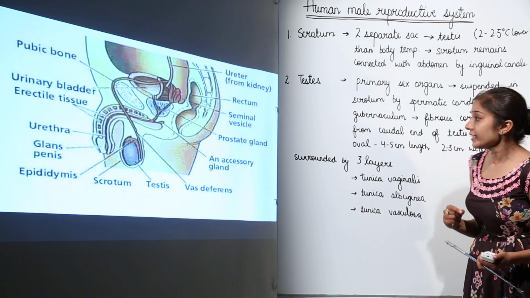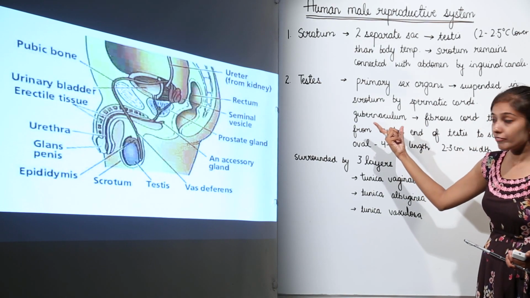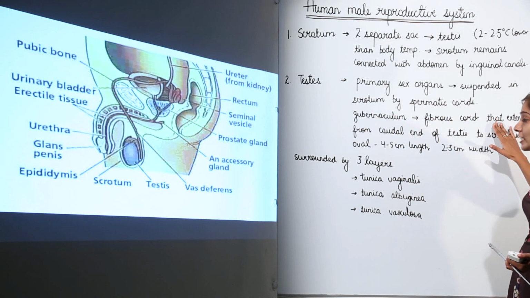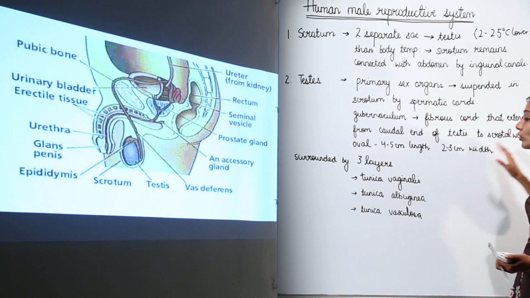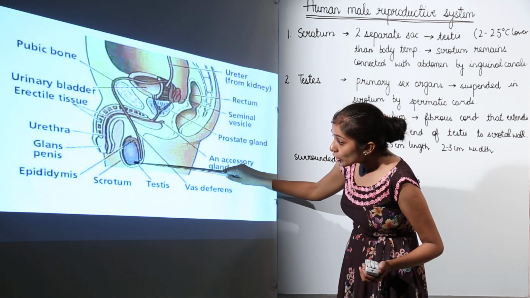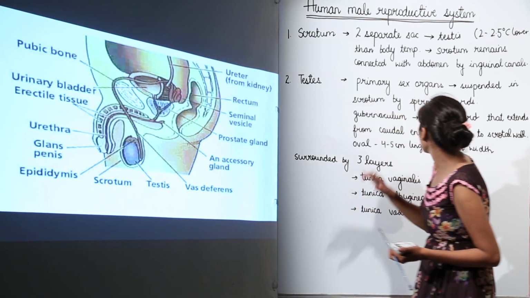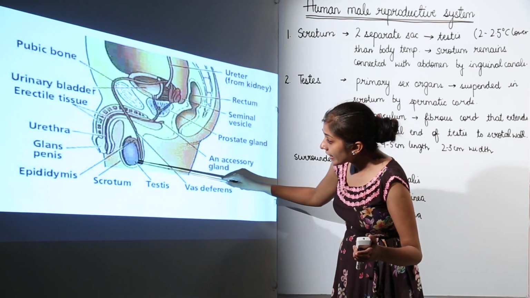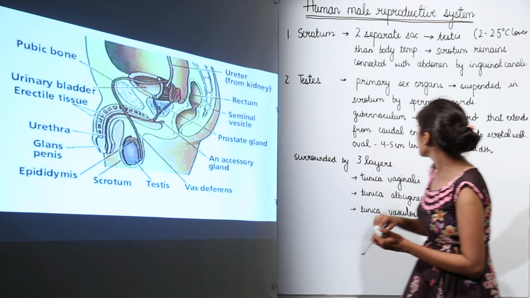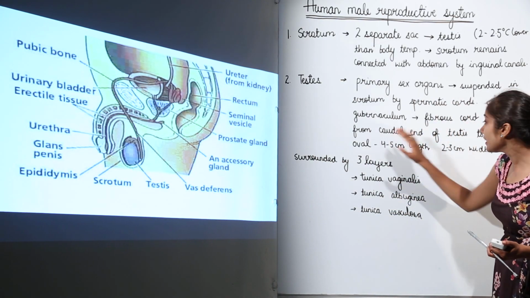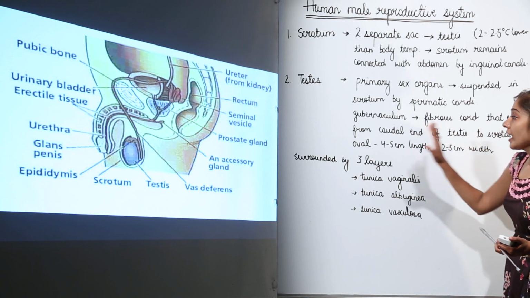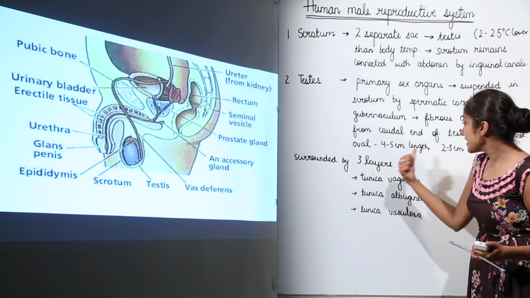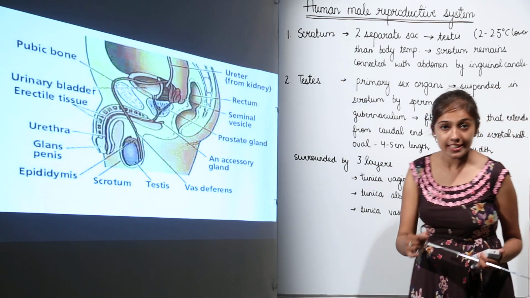Now we have a term that we call gubernaculum. This gubernaculum is the fibrous cord that extends from the caudal end of testis to the scrotal wall. So from this caudal end to the scrotal wall we have this fibrous cord. You can just look in the image and imagine that from here till here. And the testes are generally oval shaped with length 4 to 5 centimeter and width 2 to 3 centimeter.